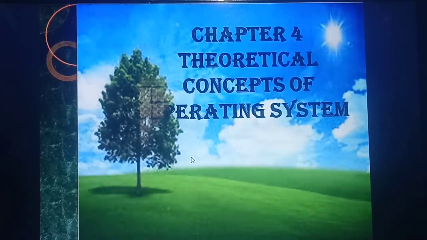Then each and every key feature you are studying one by one in detail, isn't it? So last class, which key feature have you studied? User interface you have already studied, memory management you have studied, and yesterday you studied process management.